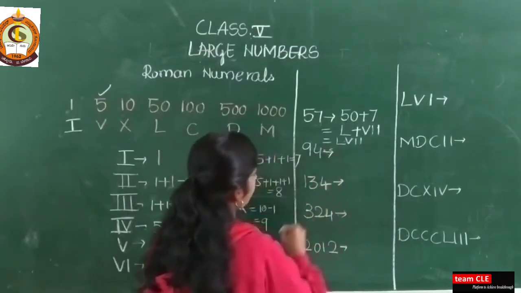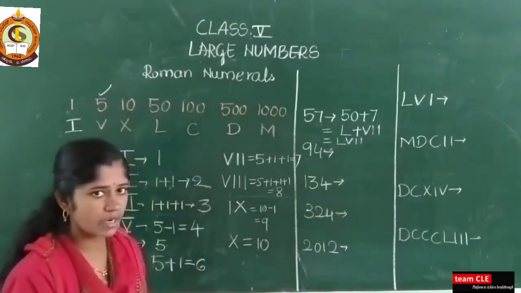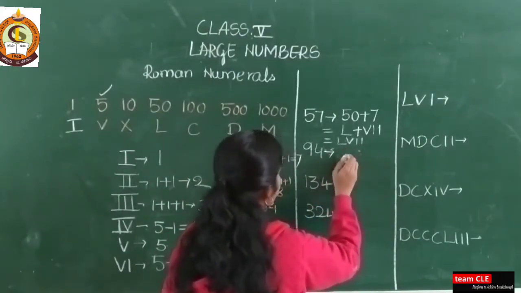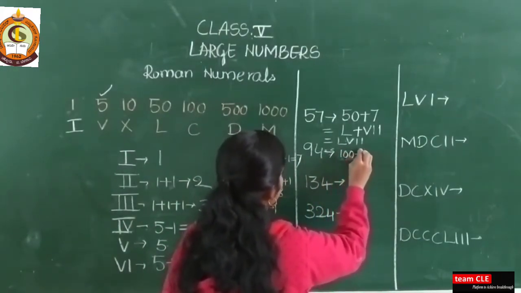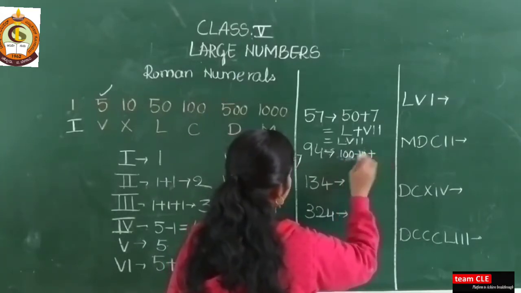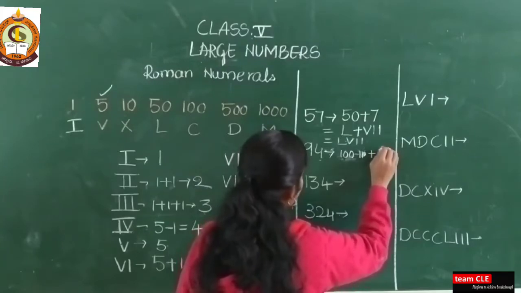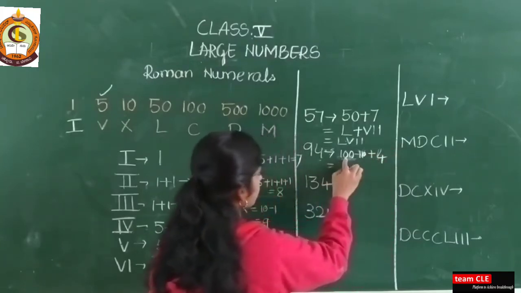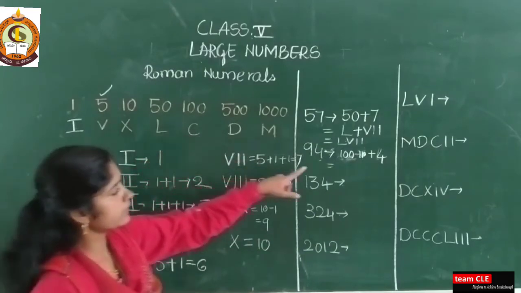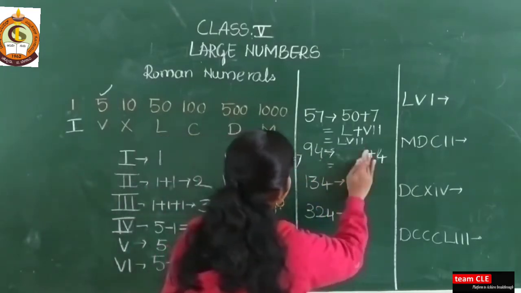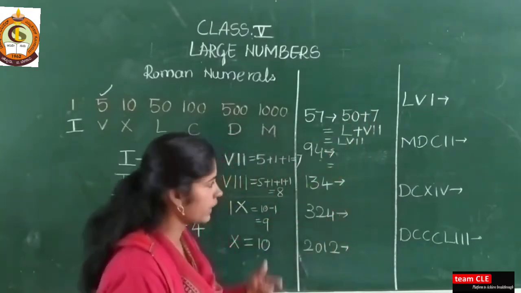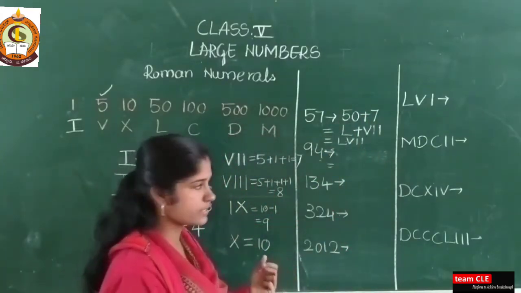So 94 is there, which means first I have to write 90 plus 4. Otherwise, you write 100 minus 10, which means 90. 100 minus 10, and here 4 is there. Okay, so 100 means how much is there? C, and minus 10. First you have 100 minus 10 you have to write. If you are writing this first, that is also correct. If you are writing directly, that is also correct.